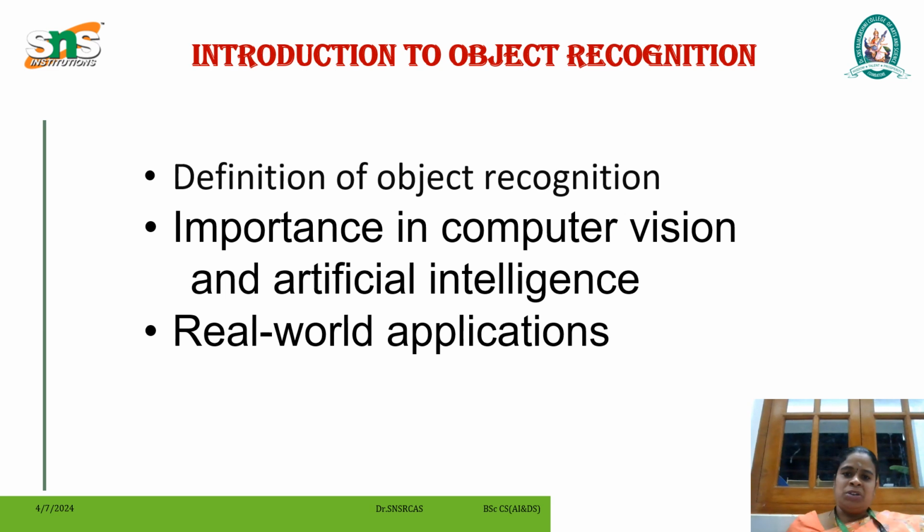Importance in computer vision and artificial intelligence. Explain the significance of object recognition in advancing computer vision technologies and contributing to the broader field of artificial intelligence. Real-world application examples: autonomous driving, facial recognition, medical imaging. Explanation: illustrate the practical application of object recognition across various domains, showcasing its relevance and importance in everyday life.